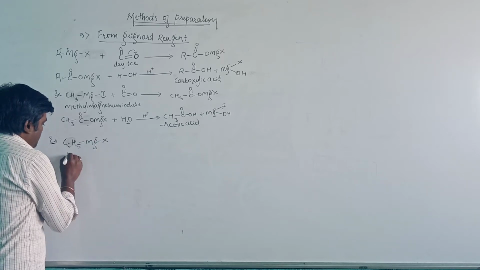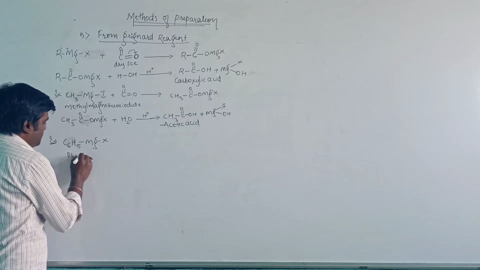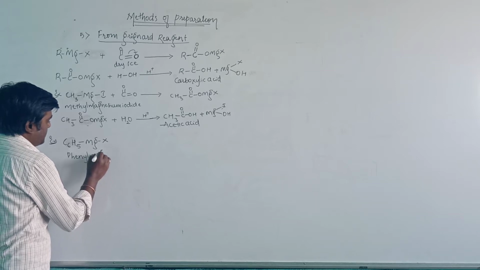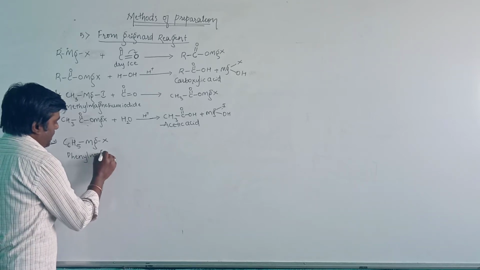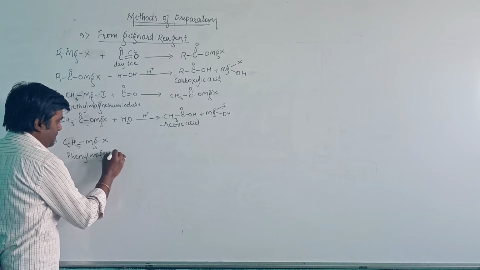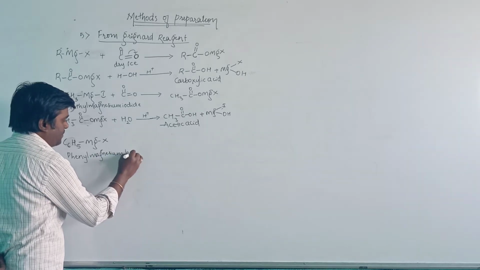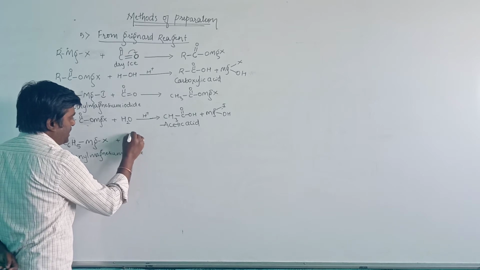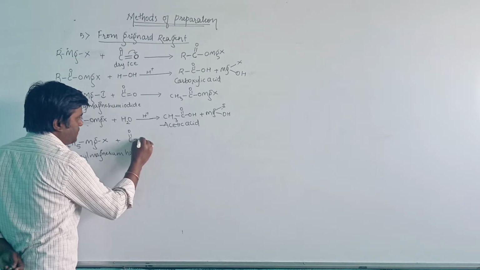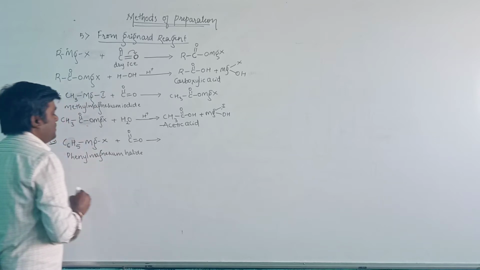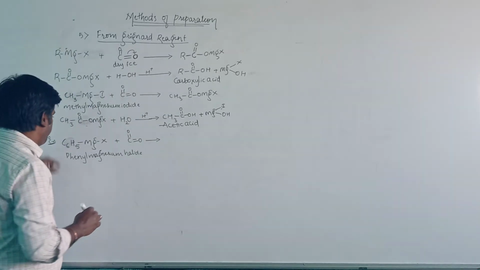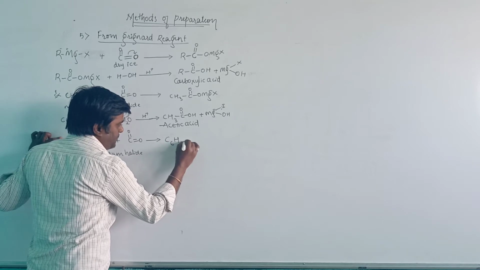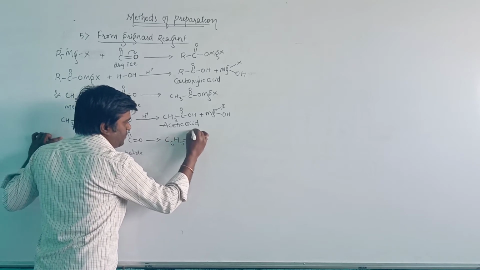Here it is known as phenyl magnesium halide. When it reacts with dry carbon dioxide, that is dry ice, it gives the addition product. Here the addition product is C6H5 C double bond O, OMgX.